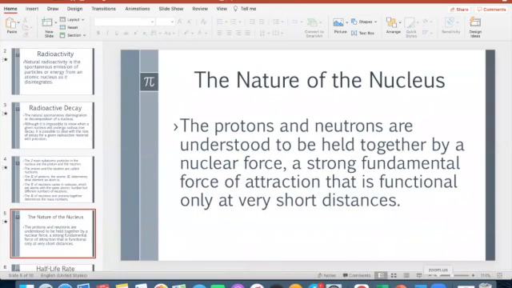As for the nature of the nucleus, the protons and the neutrons are understood to be held together by a nuclear force. It's a strong fundamental force of attraction that functions only at very short distances. The longer the distance, the less strong that nuclear force would be.